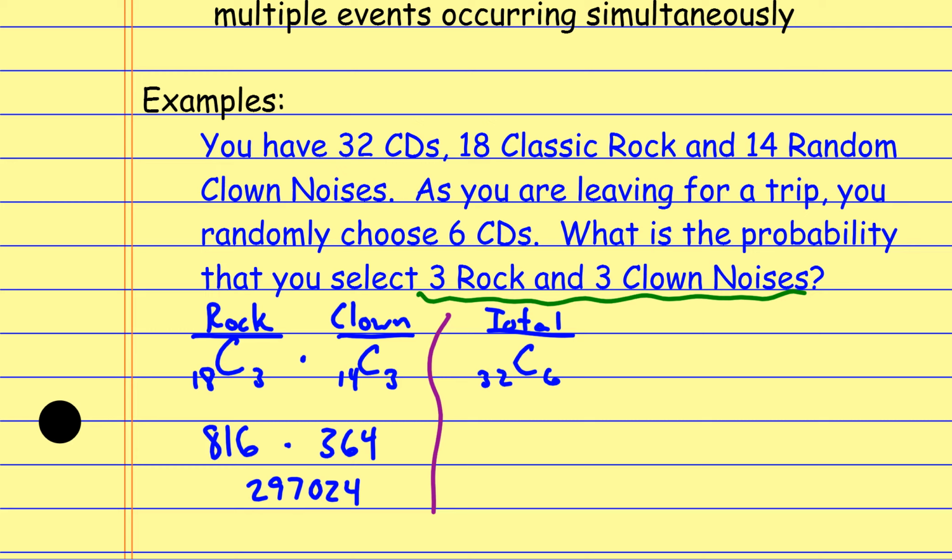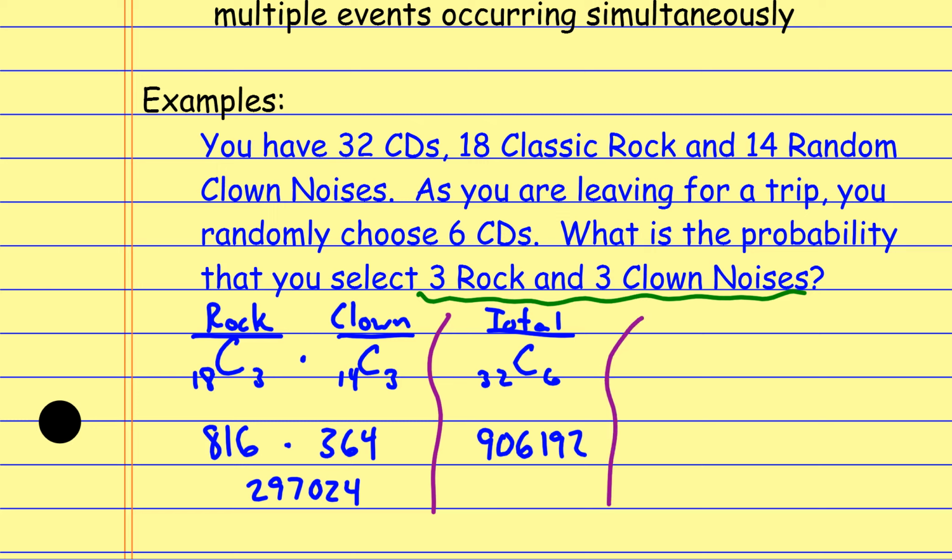And once again, this is a job for my calculator. So I get 906,192. All right. So now I have how many ways I can get that specific combination of 3 of these and 3 of these. I have the total.